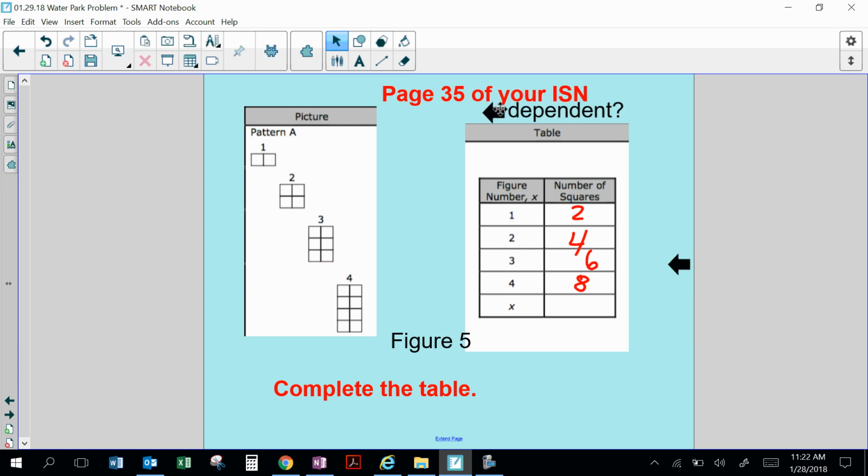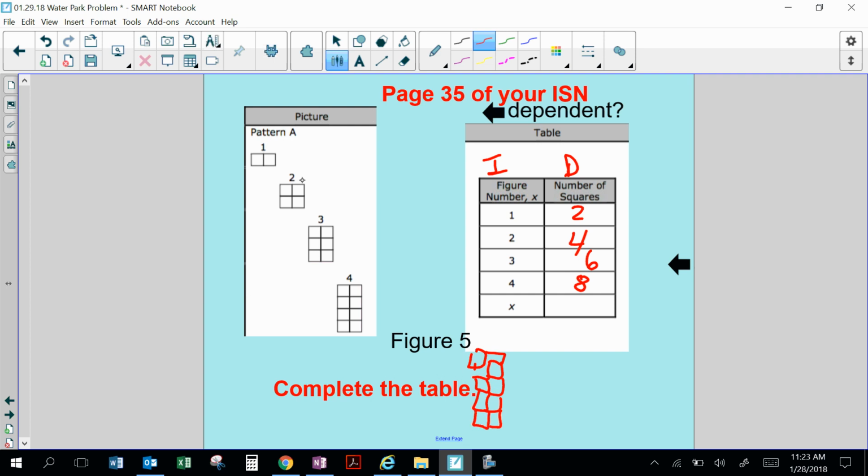Well, before we do that, let's do the independent. Which side is the independent? Which side is the dependent? Independent, dependent. The number of squares depends on which figure number or what picture we are talking about. So if you had to estimate, what do you think figure number 5 would be? How many squares would that take? I believe you start with figure number 4 and you're changing it by 2 more squares. So the equation is y equals 2x. Let's graph this.